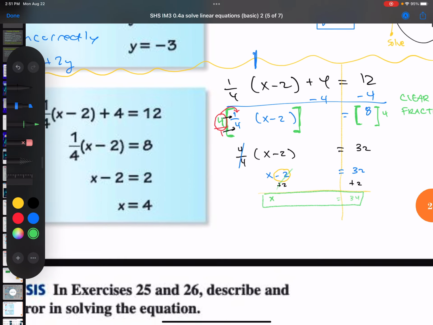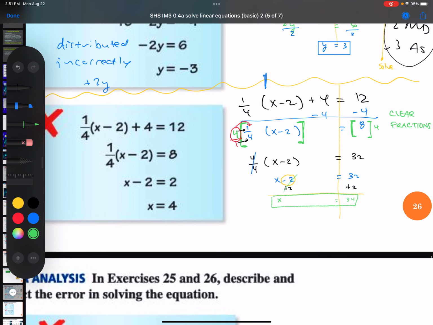Okay, let's now look. Let's see what this student did. Here is step number 1, 2, 3, 4. Class, tell me, is step number 1 correct? They didn't do anything, right? They just copied the problem down. Okay, step number 2. Yeah, we have it over here, 8, and they probably just subtracted. So when you're doing an error analysis problem, do the problem first, then compare.